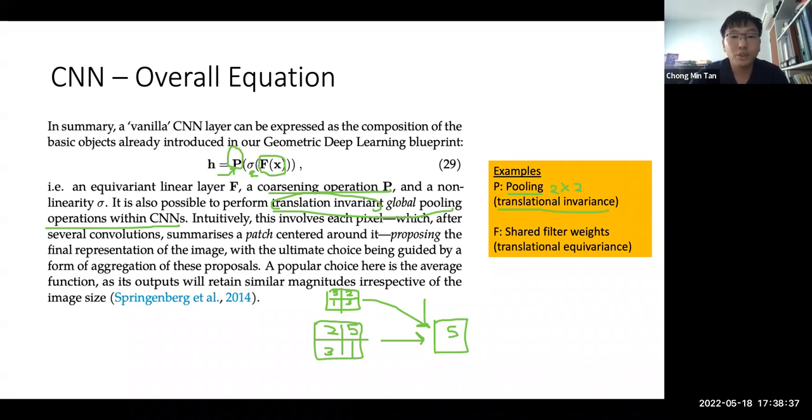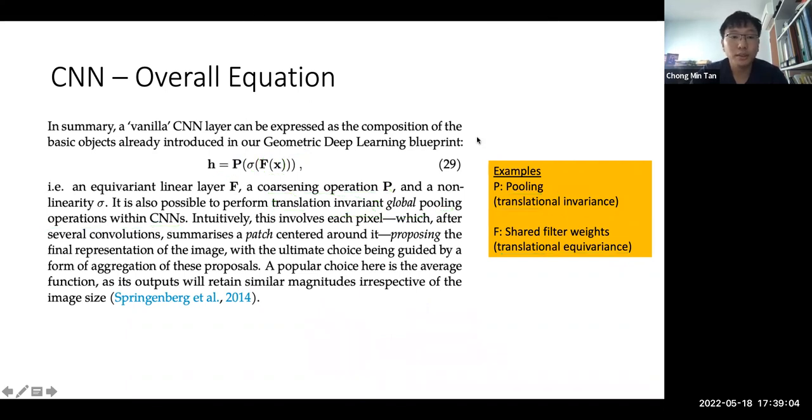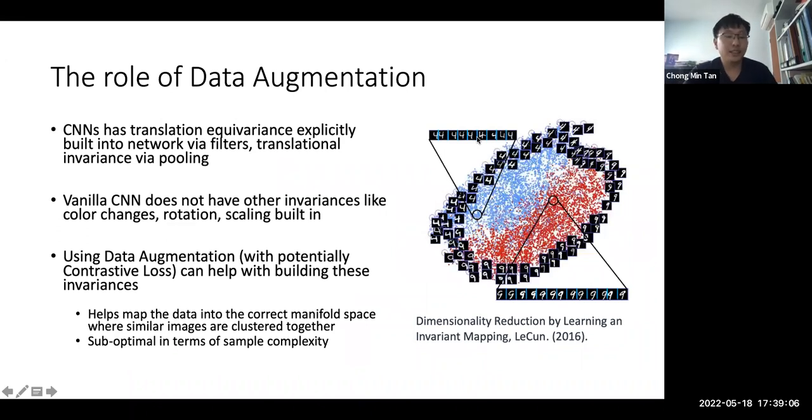But what's more interesting about CNNs you can take away is this particular F here, which means that it is a shared weights filter, and hence it is translational equivariant. And this translational equivariance really helps it a lot in learning all the possible inputs that can just vary by translation. So this should be quite common knowledge. I'll just move on. Okay, so there's this very interesting discussion about data augmentation that they presented.